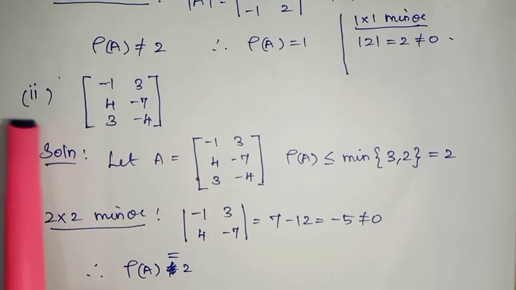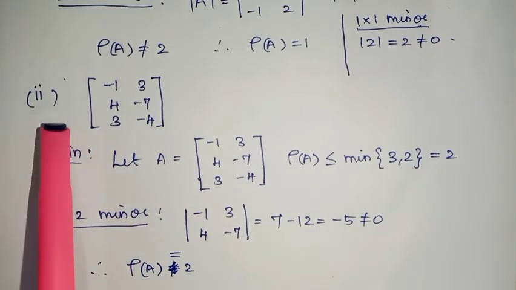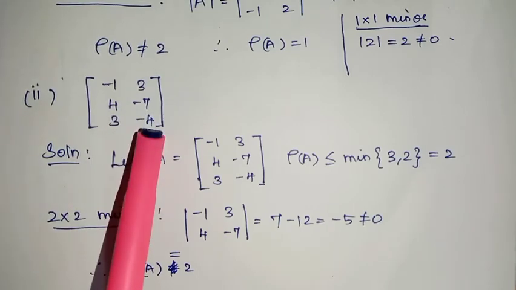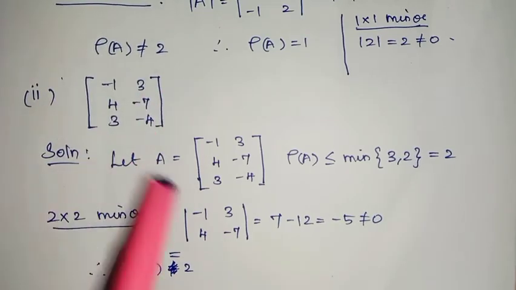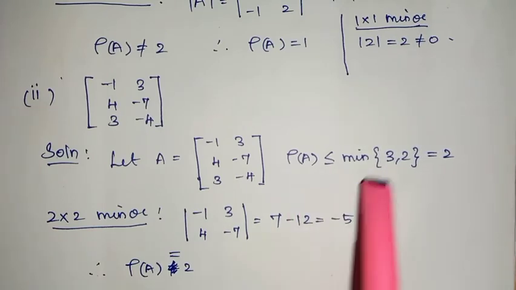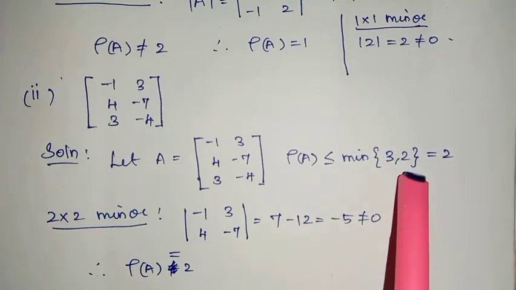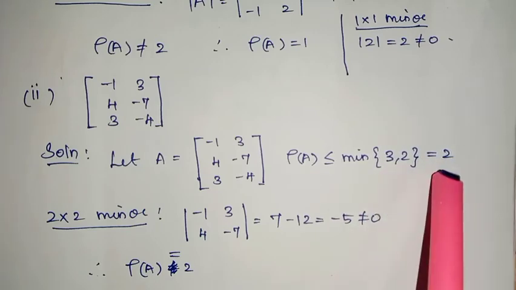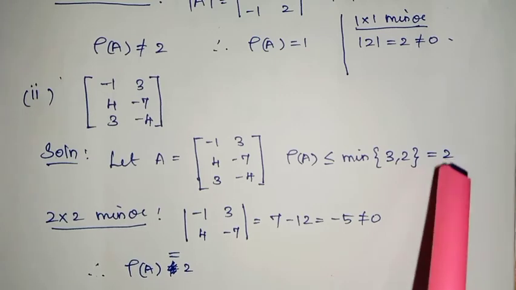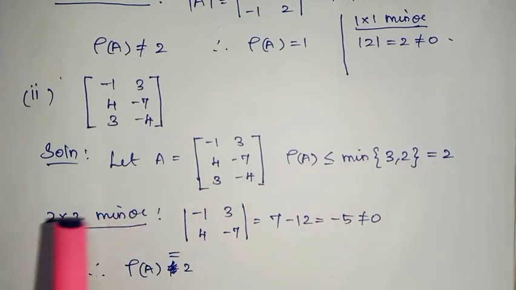Now sum number 2, that is subdivision number 2. Now see, this is a matrix. The order of the matrix is what? 3 by 2. So I named it A. The rank will be less than or equal to the minimum of the given order, that is 3 comma 2. The minimum of 3 comma 2 is 2 only, isn't it? So the rank will be either 2 or 1. It is not 0. So we have to go for the 2 by 2 minor.